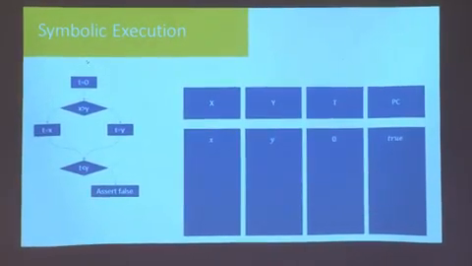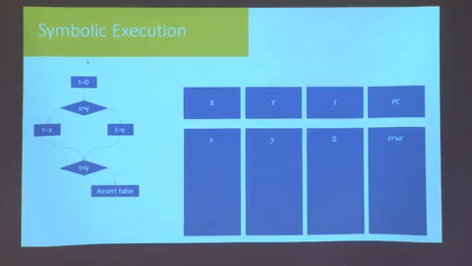Is everybody here familiar with a control flow graph? Or is anybody here not familiar with a control flow graph? It's just a representation of a program that makes branches more explicit. So let's pick a path.